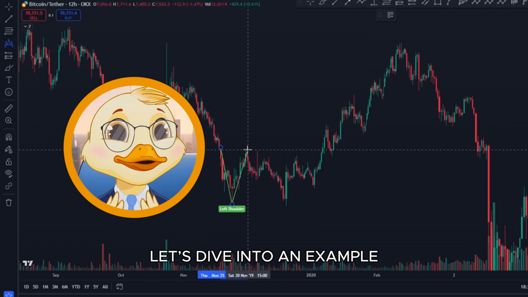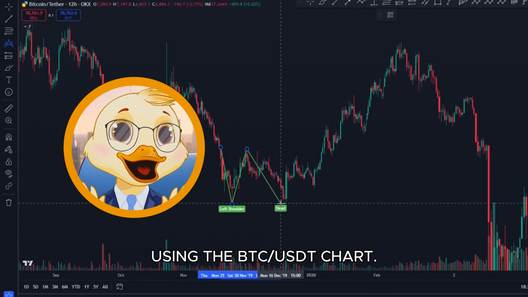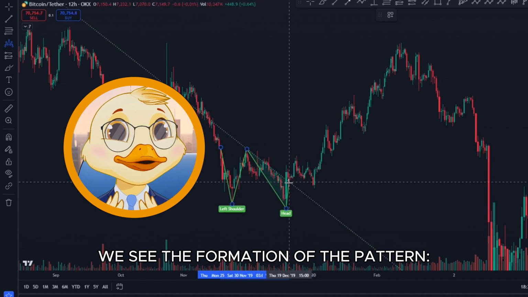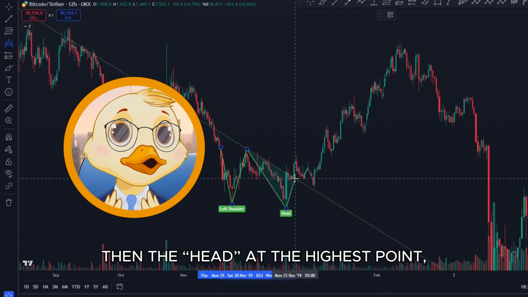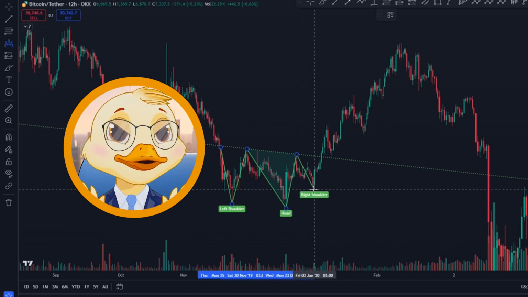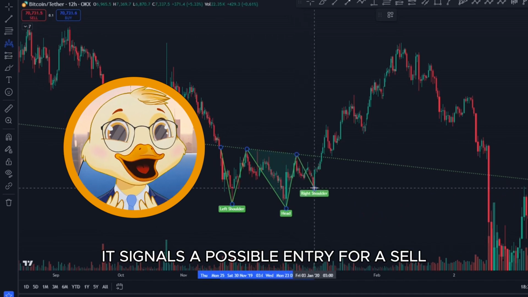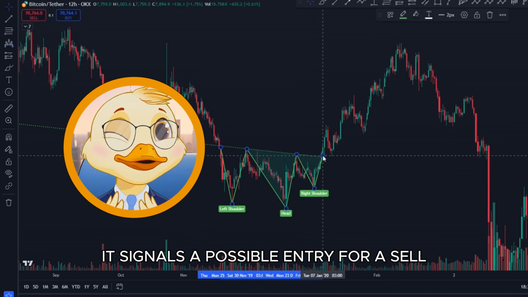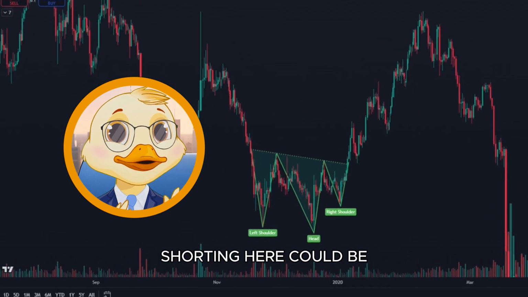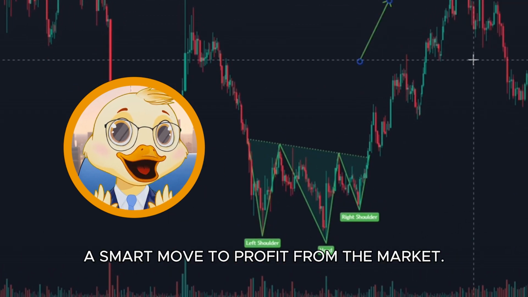Let's dive into an example using the Bitcoin USDT chart. Here, after an upward trend, we see the formation of the pattern. First, the left shoulder, then the head at the highest point, followed by the right shoulder. When the neckline is broken, it signals a possible entry for a sell. Or look at this similar chart where the pattern is flipped. Shorting here could be a smart move to profit from the market.